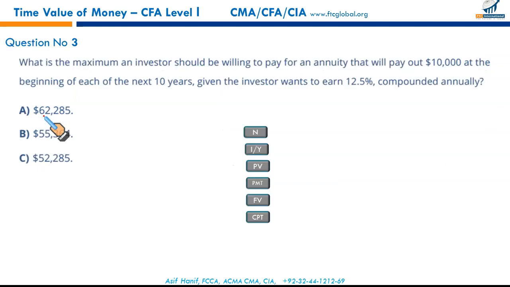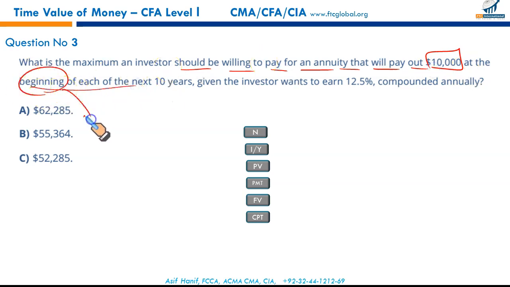Next, this is the question that I would do using the calculator. What is the maximum an investor should be willing to pay for an annuity that will pay $10,000 at the beginning of each of the next 10 years? Mind the word beginning. It's an annuity due question for the next 10 years, given the investor wants to earn 12.5% compounded annually. We will have to first bring our calculator to beginning mode and then punch in the numbers.